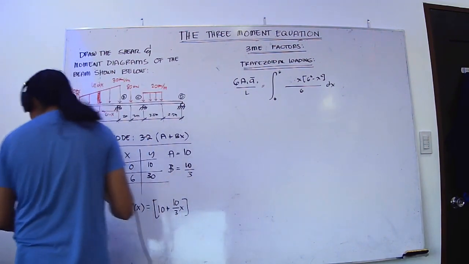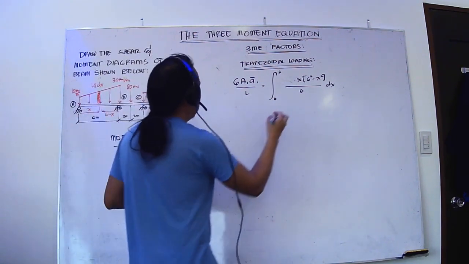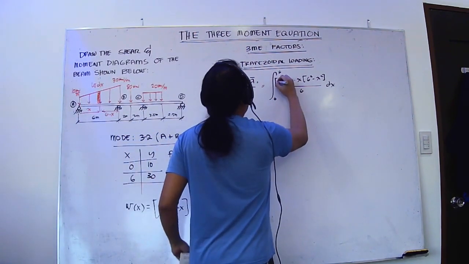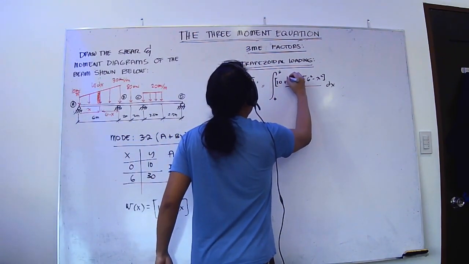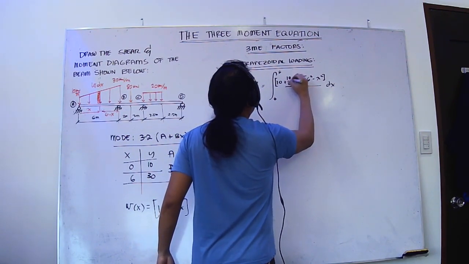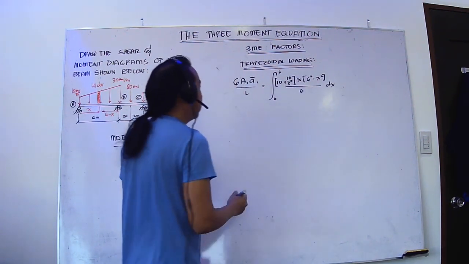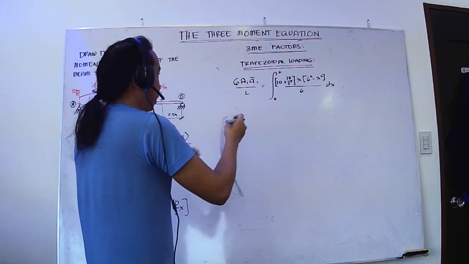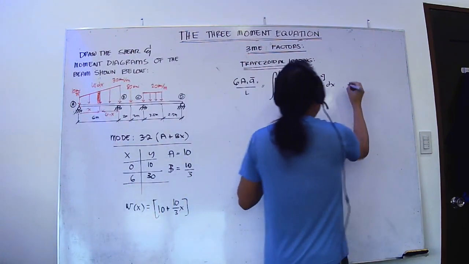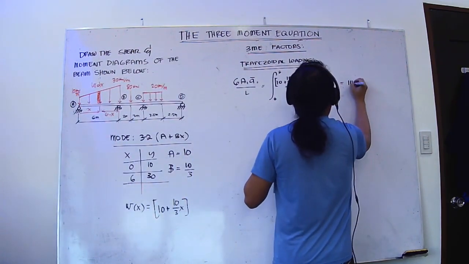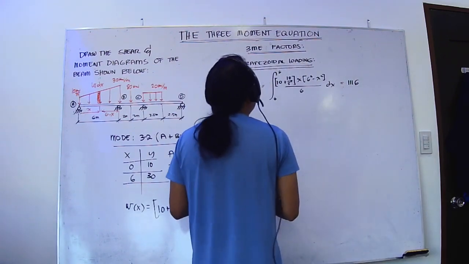10 plus 10 over 3x. So we have something like this. Now this is equal to 1116.